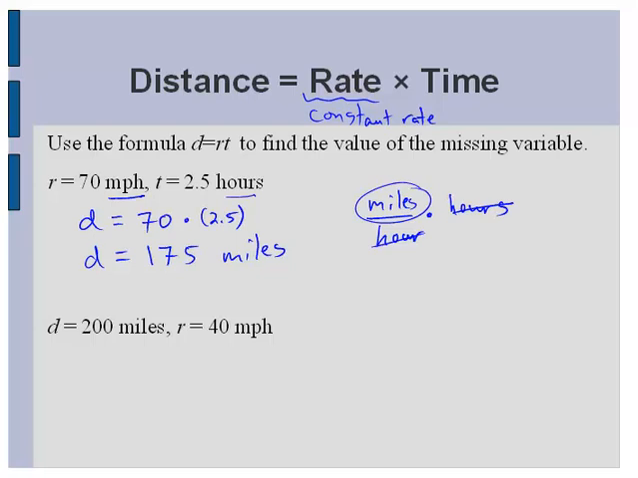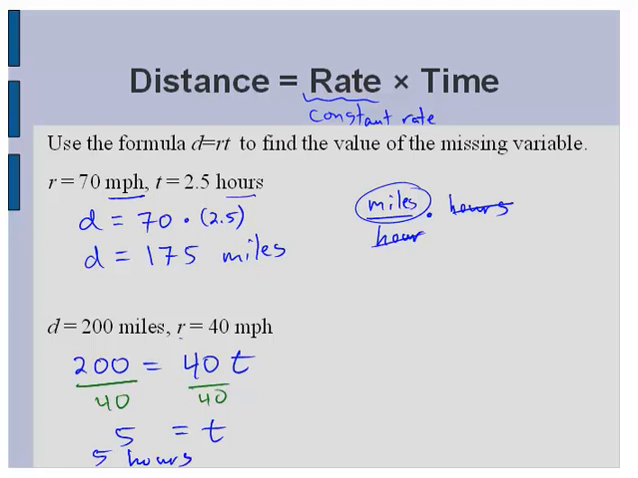Distance equals 200 miles. Rate equals 40 miles per hour. Then time is missing. So we would have 200 is equal to 40 t, dividing through by 40, T equals 5. What are the units on that? Well, time would have to be in terms of hours, since we had miles per hour, 5 hours.